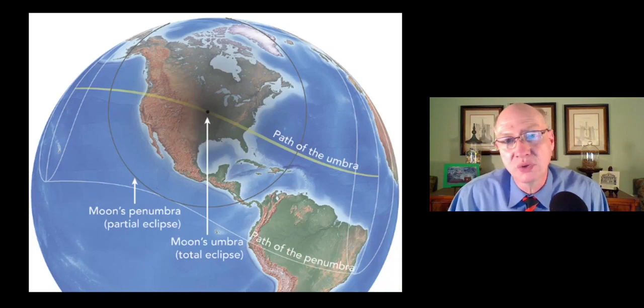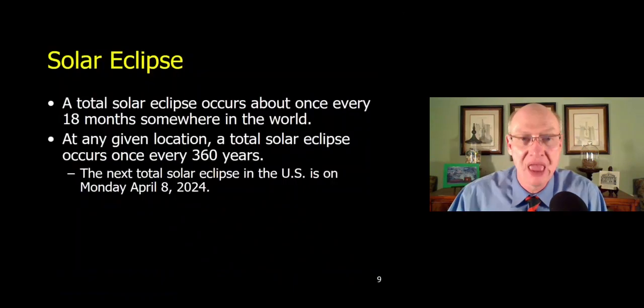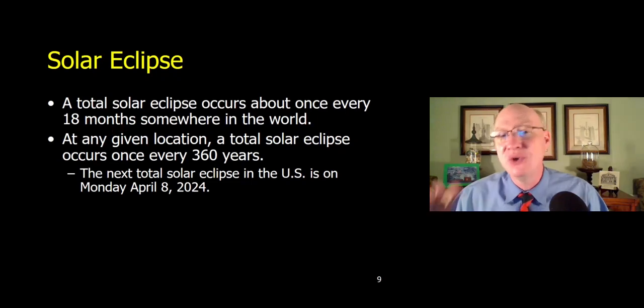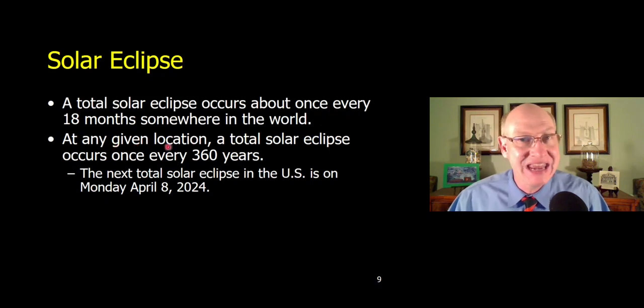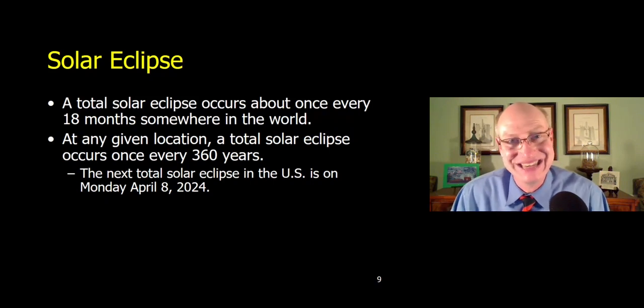The problem with total solar eclipses is they only occur somewhere in the world about once every 18 months. And when they occur, they only last a few minutes long. So to see a total solar eclipse, you have to plan ahead. You can't wait for one to show up at your location. If you decide that you don't want to travel and you want to wait for it to show up at your location, at any given location, a total solar eclipse occurs about once every 360 years. That's right, about once every 360 years.